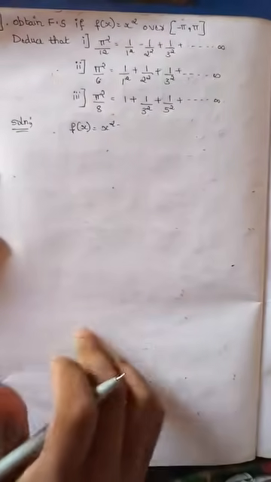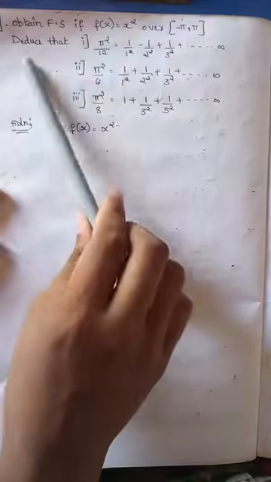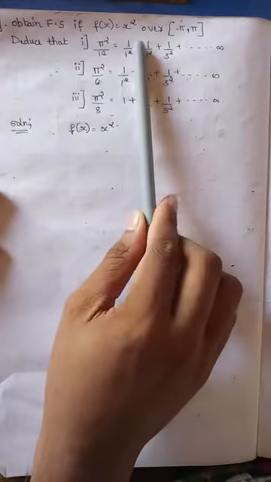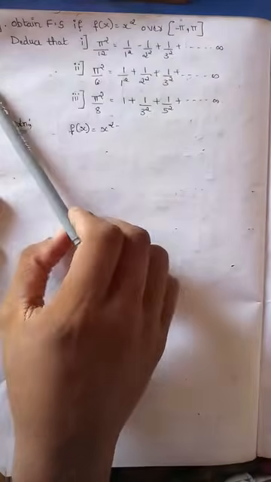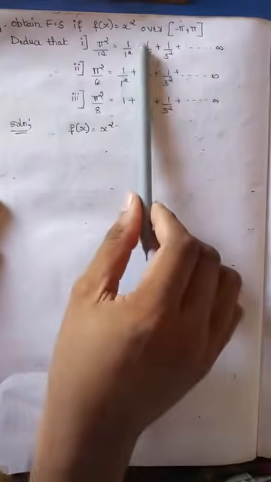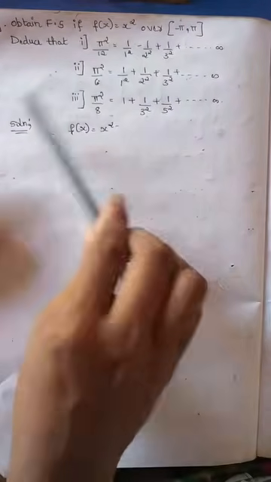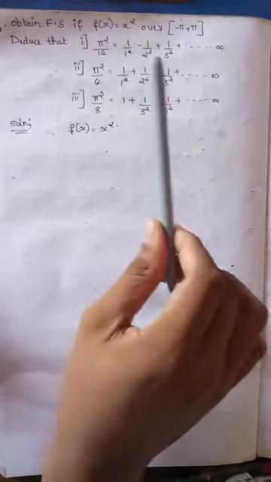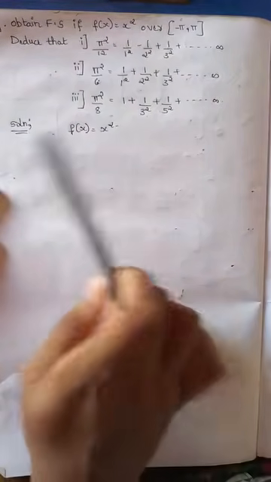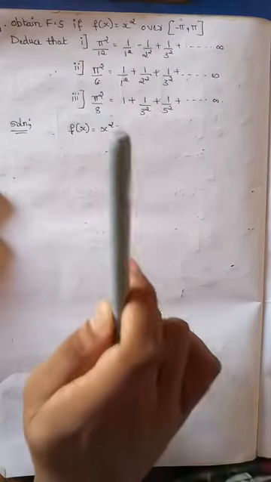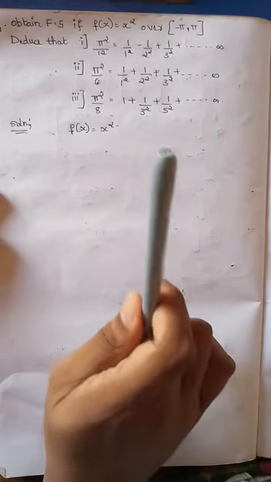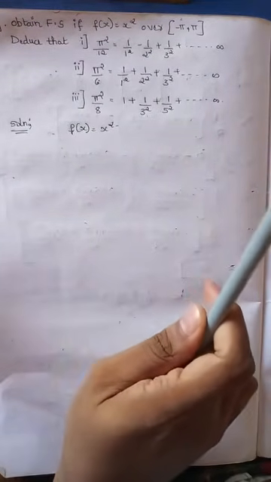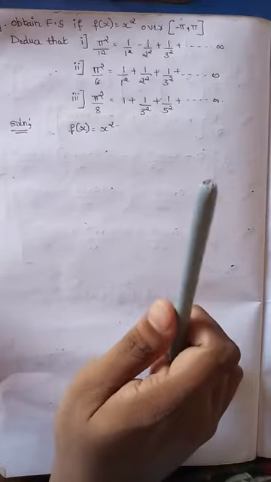So yes, this is the next question. Obtain the Fourier series if f of x equal to x square over the interval minus pi to pi, and we have to deduce these three cases. So the deduction of these three cases goes as follows. After we get the Fourier series, we need to substitute the values of x over there. So the values of x go like this.